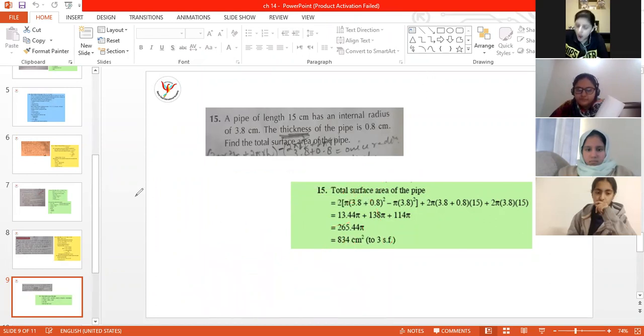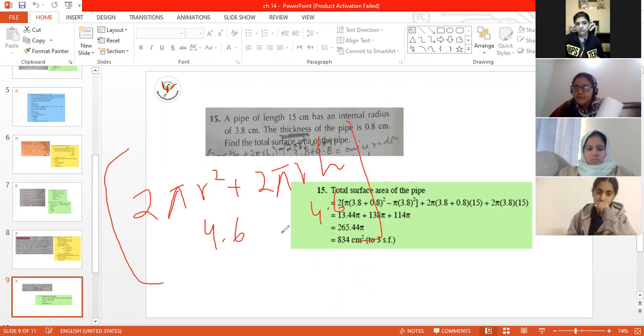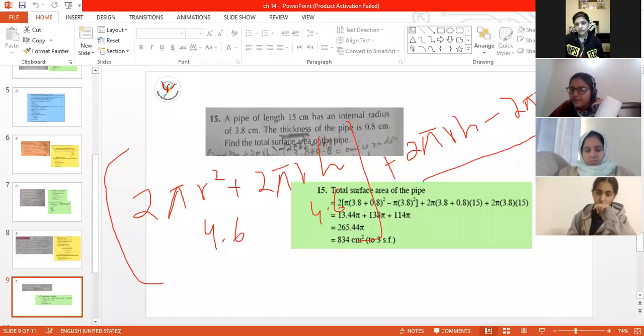Now see this. The total formula is 2 pi r square plus 2 pi rh. Here the r is 4.6, here the r is 4.6. This formula is cleared, right? Now see this. What we have to add? We have to add 2 pi rh minus 2 pi r square. Clear? This was related to the inner one.